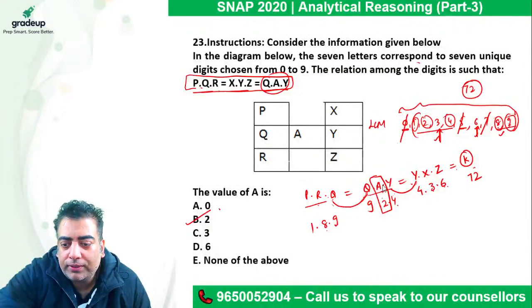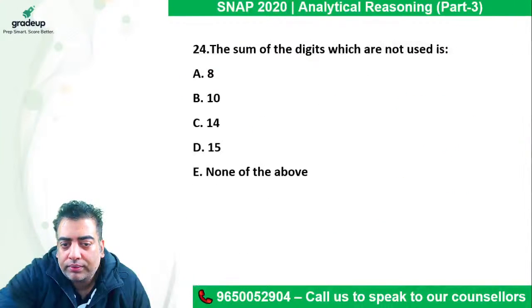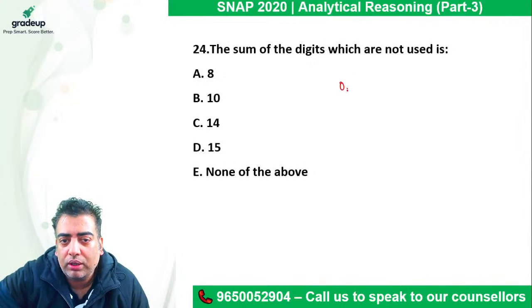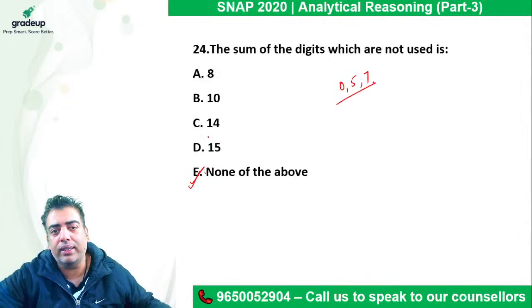So let's move on. The sum of the digits which are not used is, so 0 is not used along with 5 and 7. So the sum comes out to be 12. So the correct answer option is E.